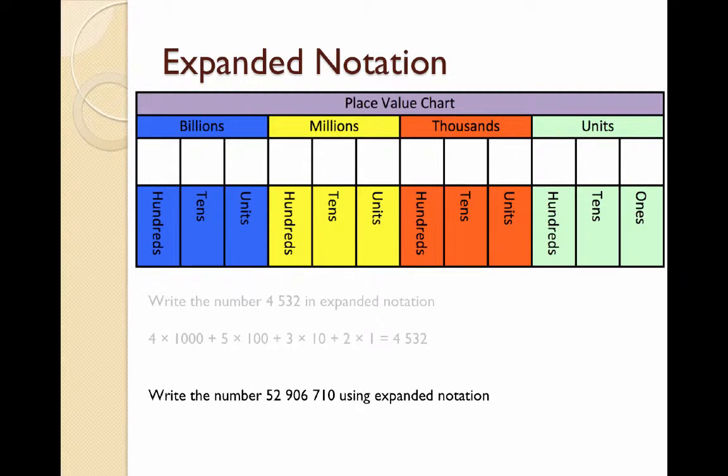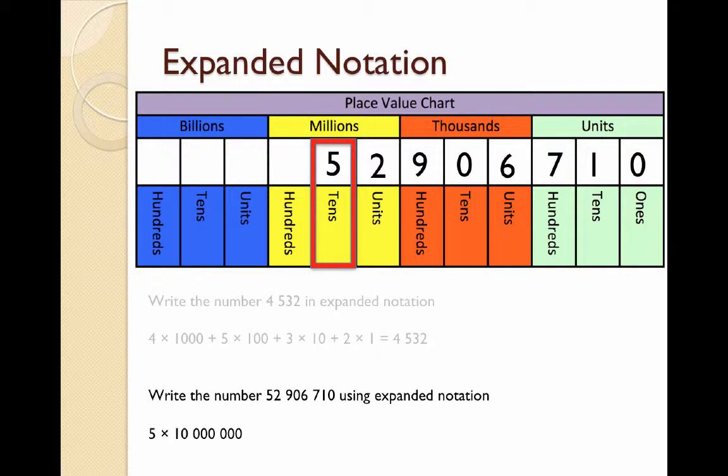Let's have a look at another example of a bigger number. We're asked to write the number 52,906,710 using expanded notation. So let's have a look at how we would do that. I'm going to put the number into my place value chart to help me out. I start off by noticing that a 5 is in the 10 millions place. So I write down 5 lots of 10 million.